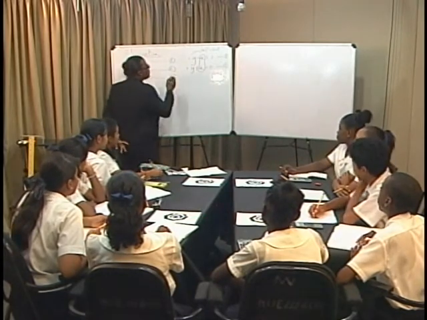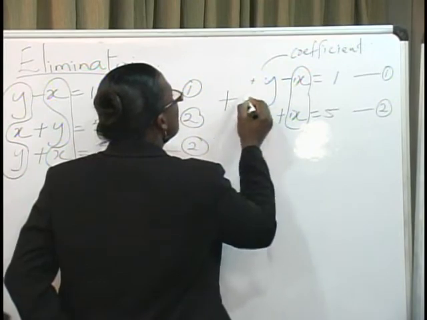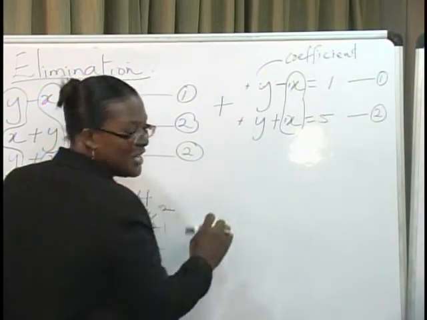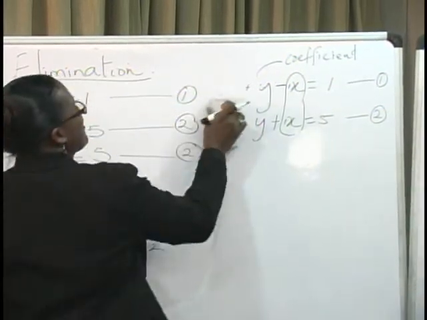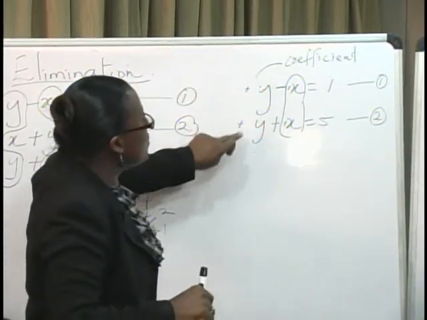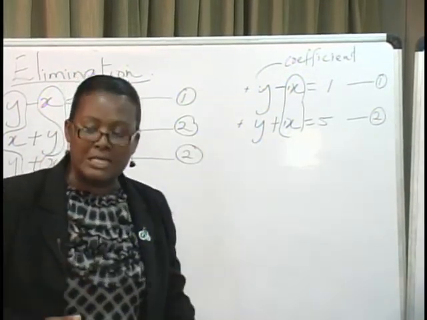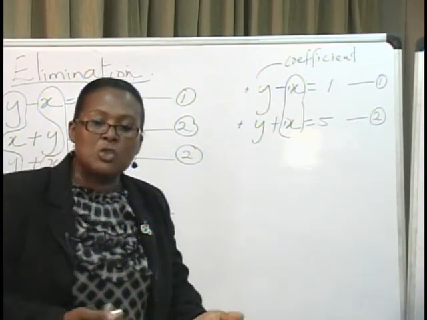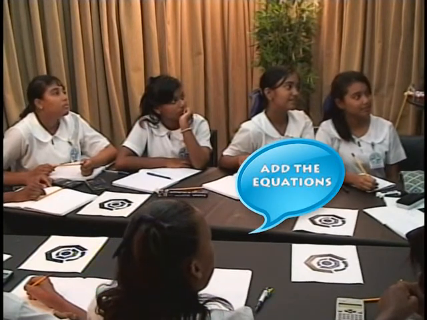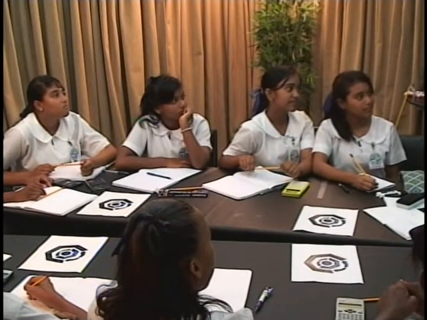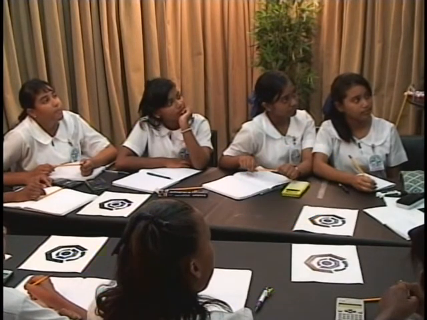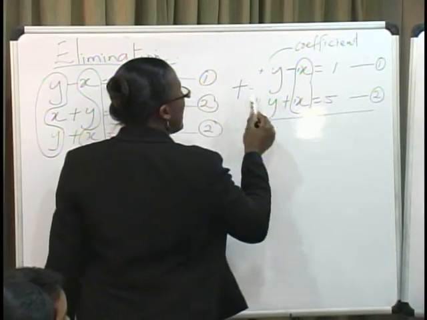Good. So what operation must we put these two equations through to get rid of the x's? Sorry, I've already given you the answer. The question I wanted to ask is, should we add the equations or should we subtract the equations? We should add them. Good. So when we add one y to another y, we end up with how many y's? Two y's.